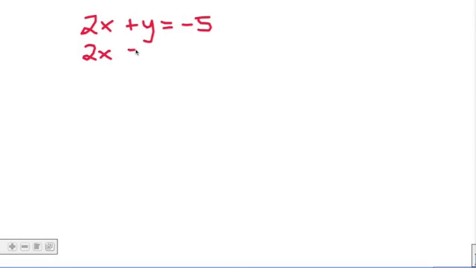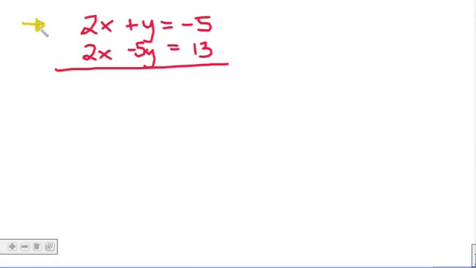2x minus 5y equals 13. Okay, right away I don't see any possible eliminations. I see that these could have eliminated if one of them was negative. This one here, well, if this was a 5y, these could have eliminated. So what I'm going to do is actually change the sign of one of the whole problems.